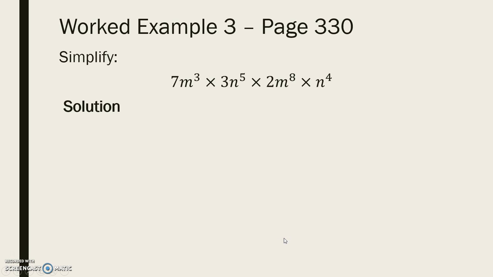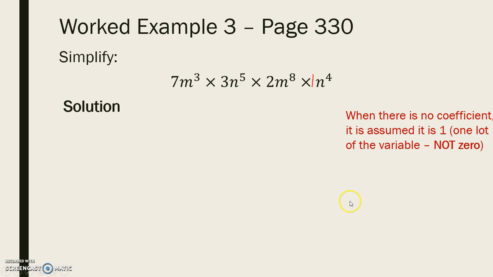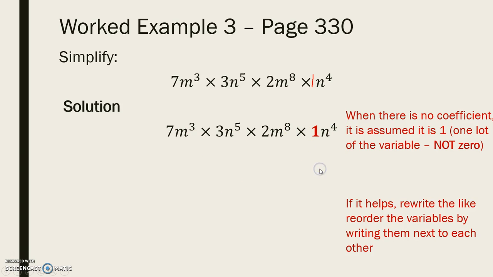Here's another example that's a bit more involved. I've got 2 different bases this time, m and n, and a number of coefficients. Now you may recall from your knowledge of algebra that when there's no coefficient, that means 1. We're going to use that knowledge as we go through here. So the first step is that there's our 1. You may wish to rewrite them. This step's not totally necessary, but some students may find this useful.